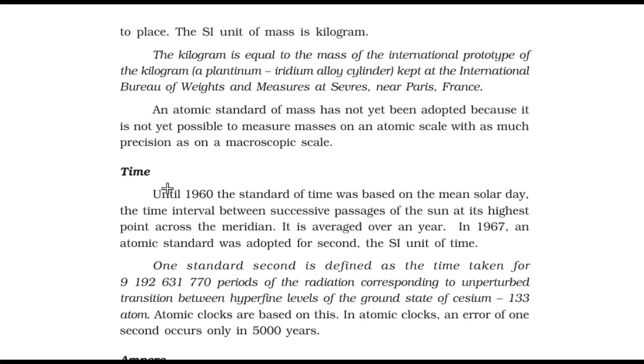Time. Until 1960, the standard of time was based on the mean solar day. The second is the time taken for 9192631770 periods of the radiation corresponding to the unperturbed transition between hyperfine levels of the ground state of the cesium-133 atom. In atomic clocks, an error of 1 second occurs only in 5000 years.